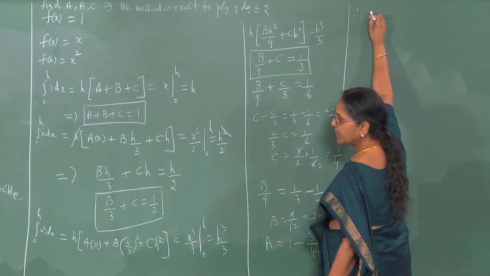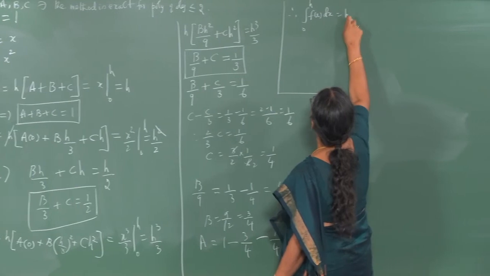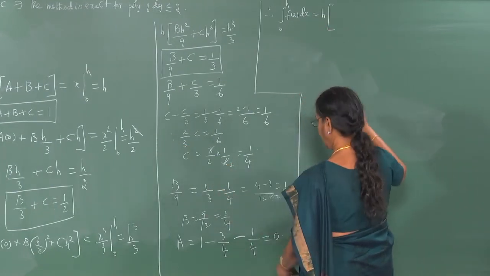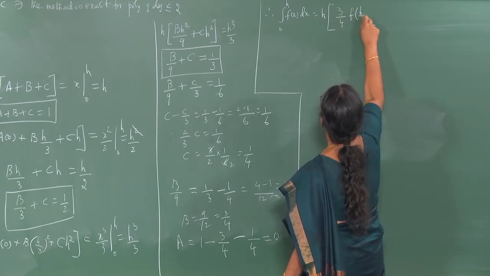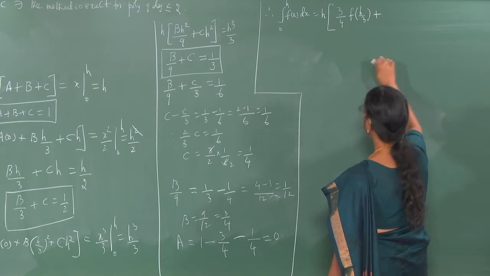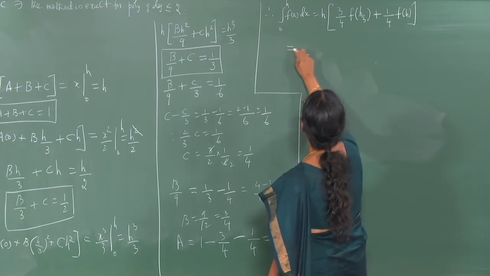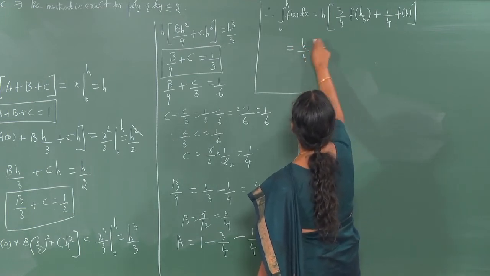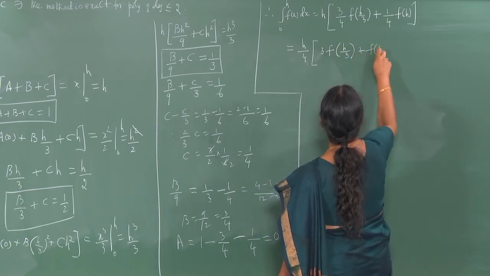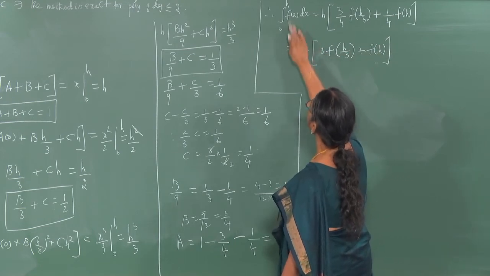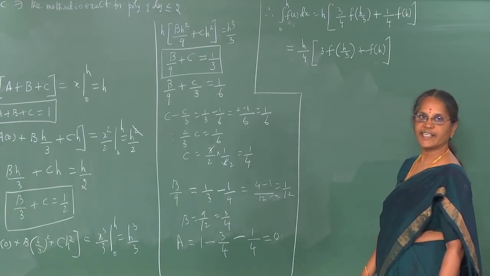So, we can write down the integration method. So, integral 0 to h f of x dx is h into a, which is 0, b turned out to be 3 by 4 into f at h by 3 plus c, which is 1 by 4, into f at h. So, it is h by 4 into thrice f of h by 3 plus f at h. So, this integral is approximately the value on the right hand side.